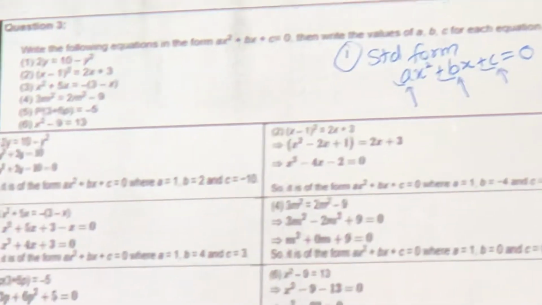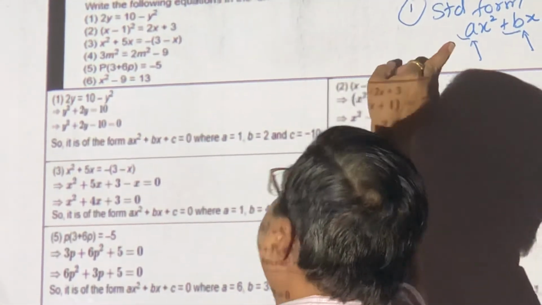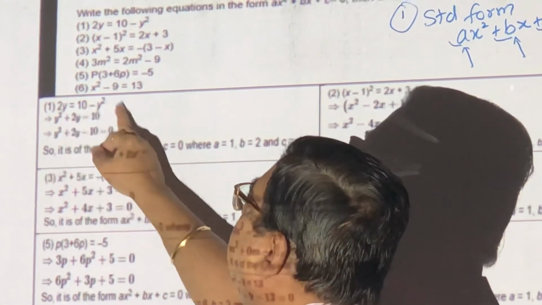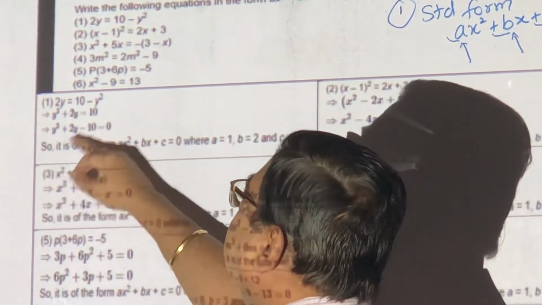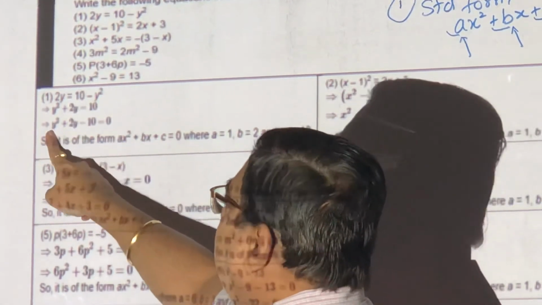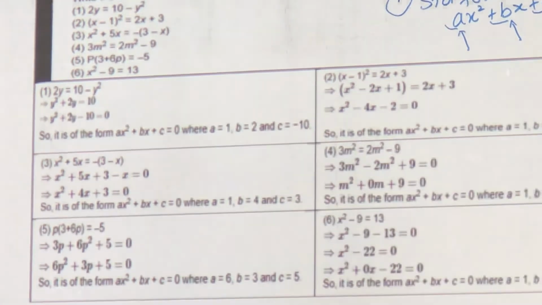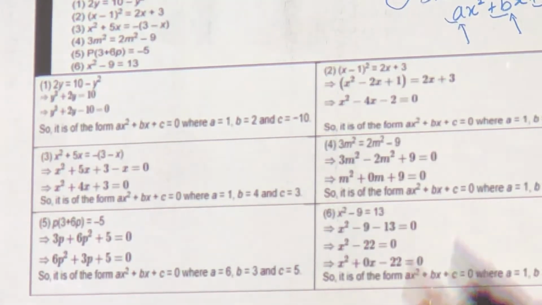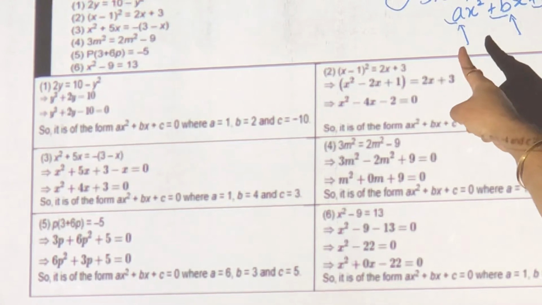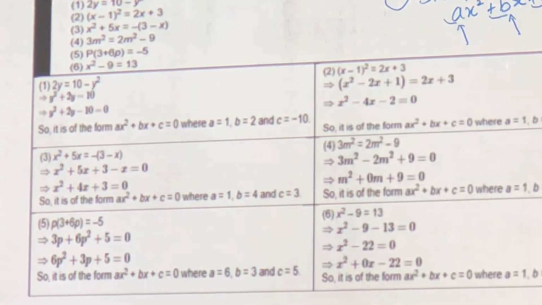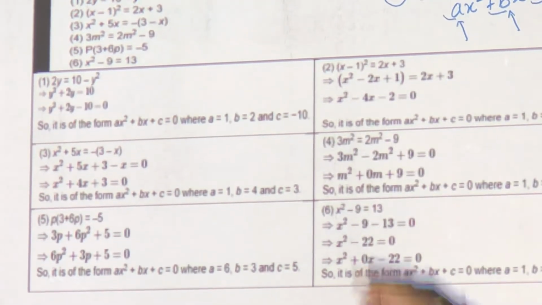Let us have a look at the first one. 2y is equal to 10 minus y square. I have to bring it in this form. Y square plus 2y minus 10 equals 0. Now 1, 2 and minus 10. A, B, C. So you must learn to read like this. First standard form. Then with the sign take A, B and C.